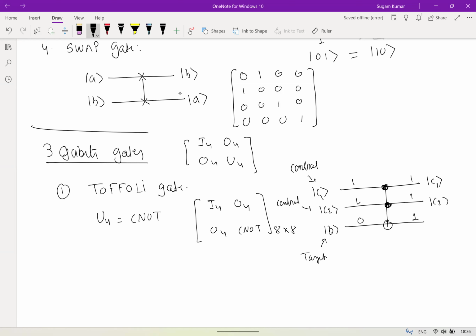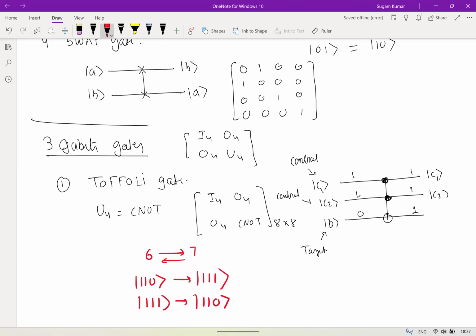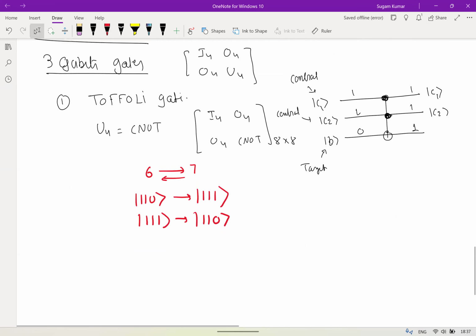In this case, if you look carefully, the simplest shortcut way to remember is that here the 6th column and 7th column are going to exchange, meaning 1, 1, 0 is going to become 1, 1, 1, and 1, 1, 1 is going to become 1, 1, 0. So this is the Toffoli gate. And the second one is the Fredkin gate.